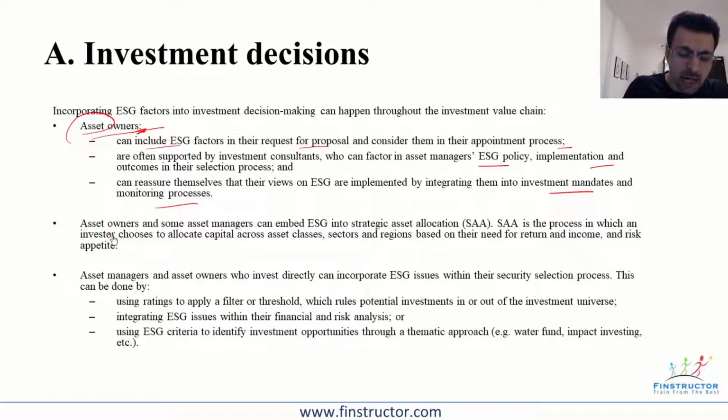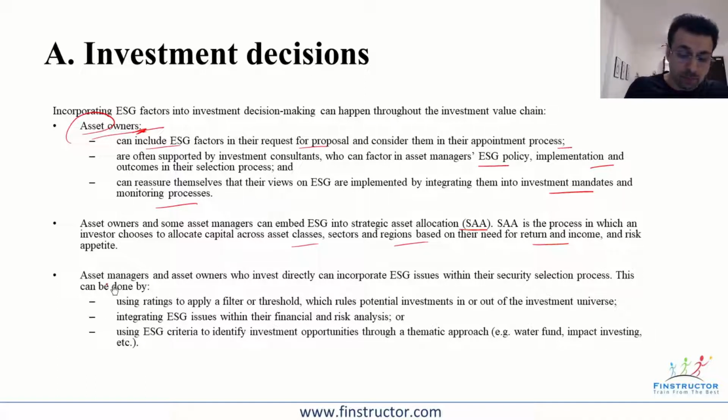Again, asset owners and some asset managers can embed ESG into the strategic asset allocation. So strategic asset allocation is the process that decides how capital is allocated across asset classes, like between fixed income and equity, for instance, or between alternative investments and traditional investments, between which regions or which countries, depending on the need for return and risk. So that's the first step in fund management generally. It's a strategic asset allocation. So ESG can be incorporated right there itself, and we'll study in more detail later as to how this can be done.